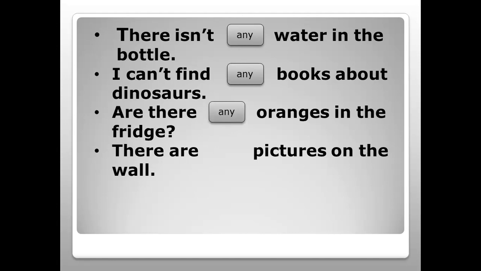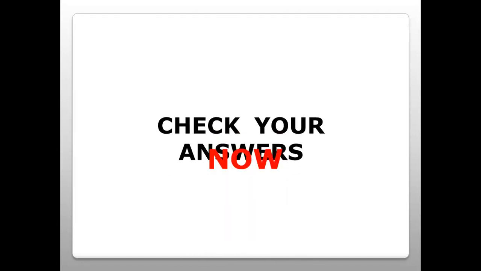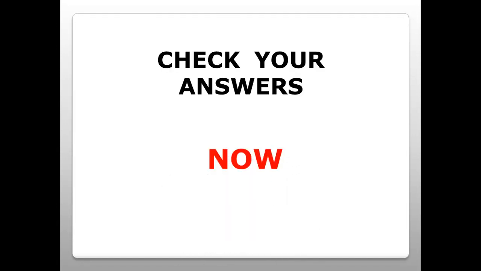The last one, there are some or any pictures on the wall. So is it positive or negative or a question? It's a positive sentence. Yes, excellent. So there are some pictures on the wall. Now, check your answers.